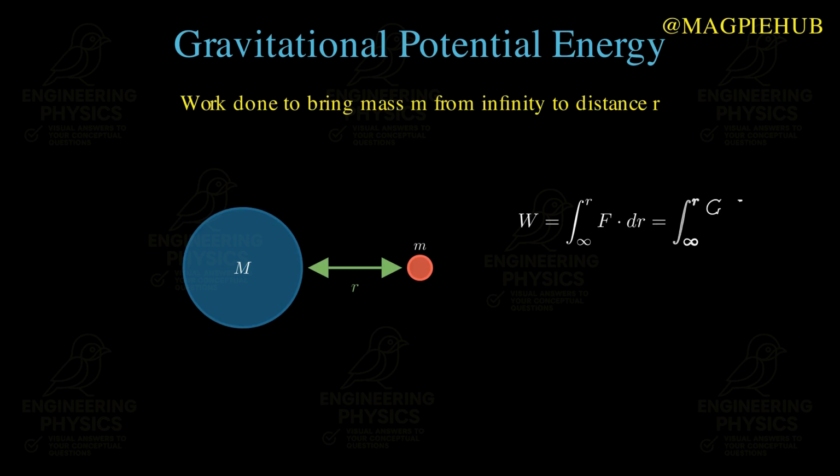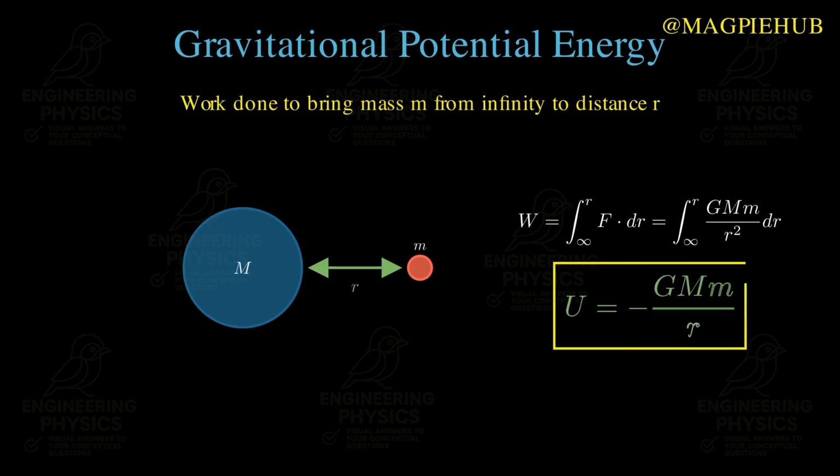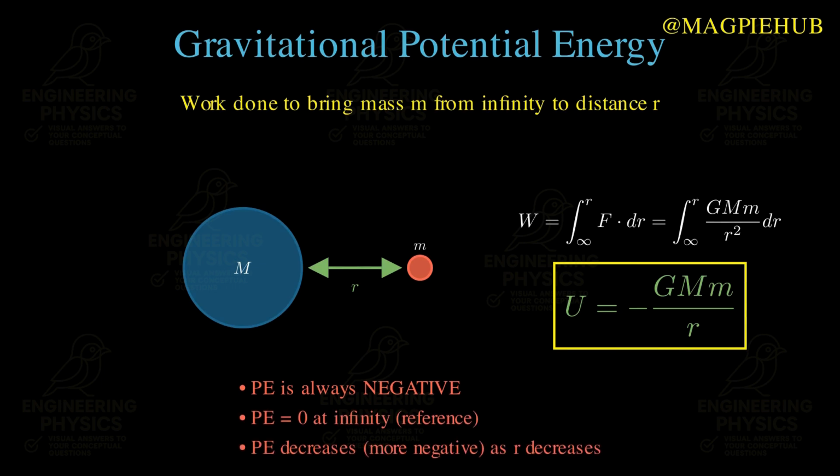As you come closer to Earth, U becomes more and more negative. This negative U indicates a bound system. Energy is needed to escape. Gravitational potential is potential energy per unit mass. V equals U divided by m, which gives us V equals negative GM by r.